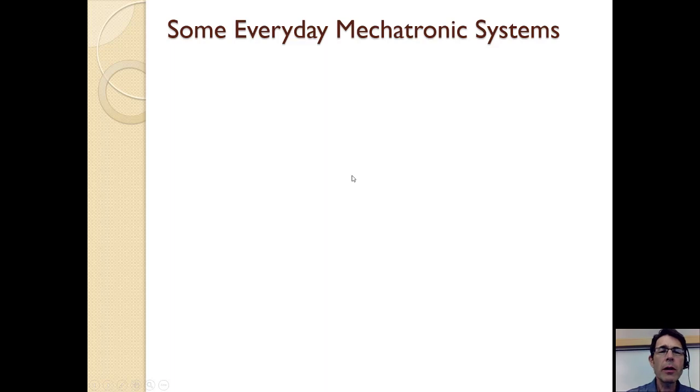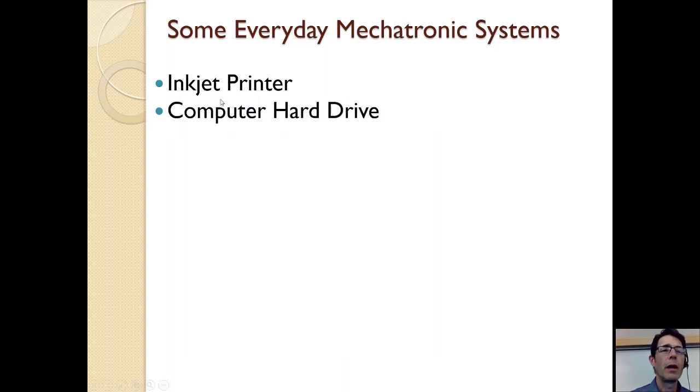Okay, so you're going to see examples of mechatronic systems in everyday items. I pulled out a few examples with diagrams just to give you a sense of how omnipresent these systems are in our lives. So we're going to look at a diagram of an inkjet printer, a computer hard drive, although those are slowly becoming obsolete and being replaced with solid state flash drives. But anyway, we'll look at that anyway.